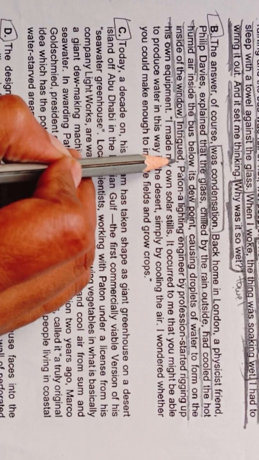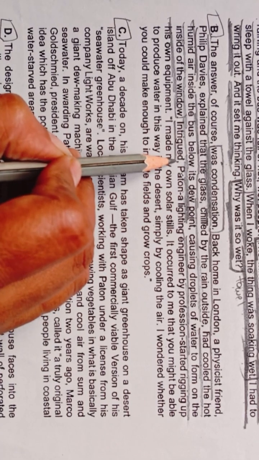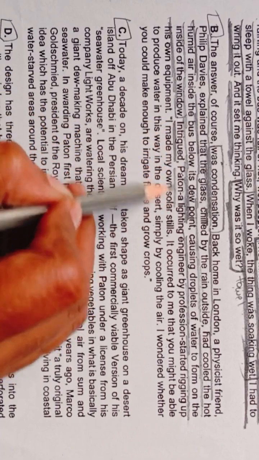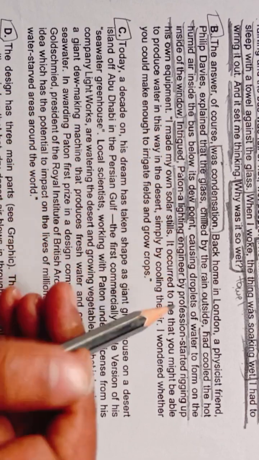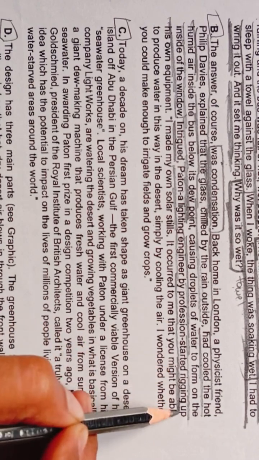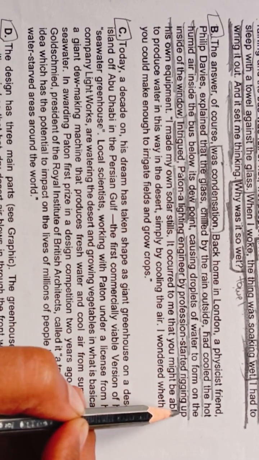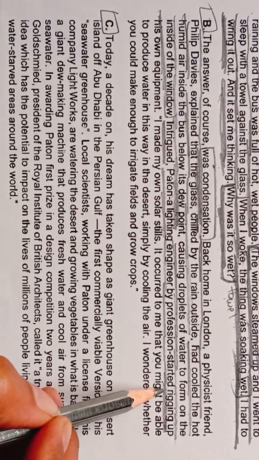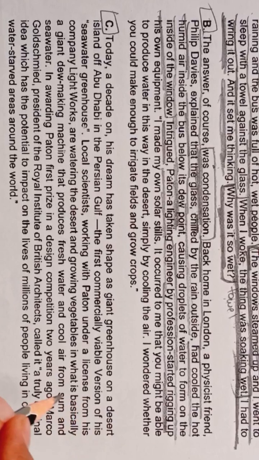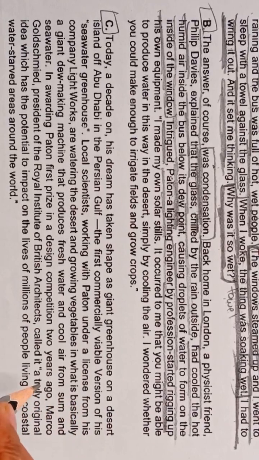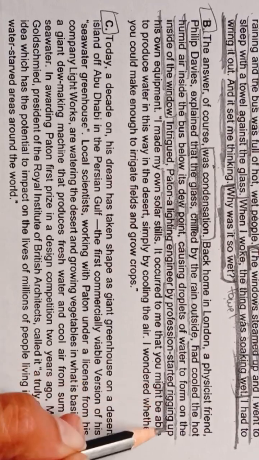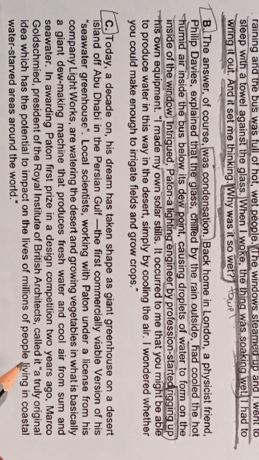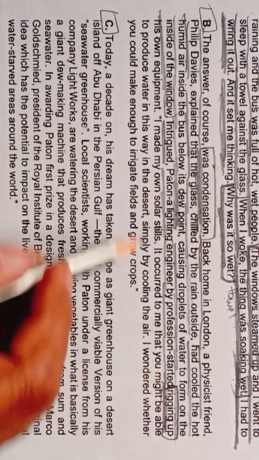Intrigued. What do you mean intrigued? Intrigued means aroused the curiosity or fascinated. Intrigued, Patton, a lighting engineer by profession, started rigging up. What do you mean by rigging up? Rigging up is a phrasal verb which means to quickly assemble or construct something using whatever materials are available.